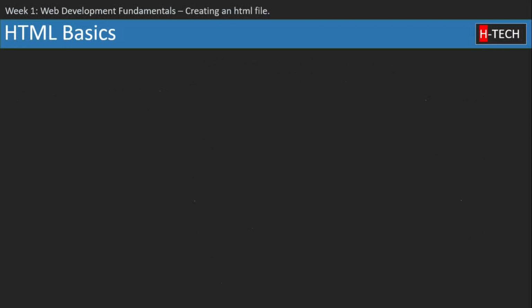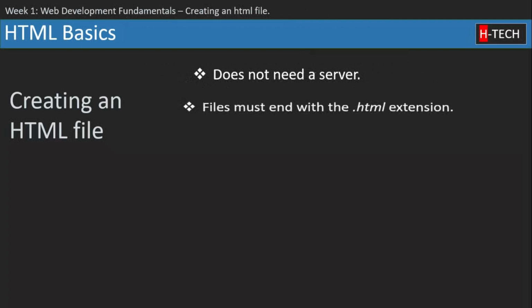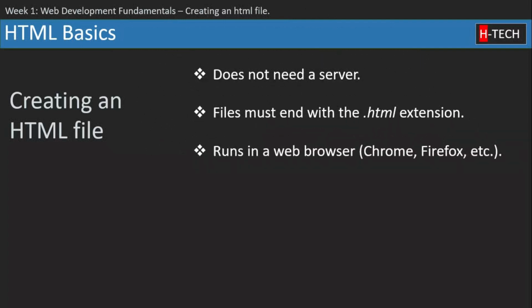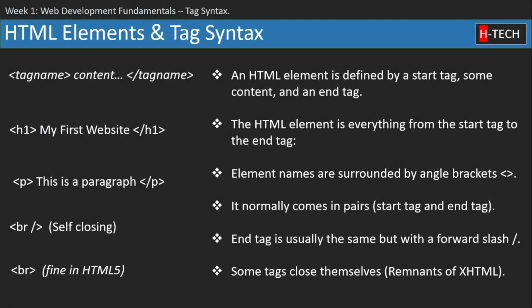Now we're going to look at how to create our first HTML file. When creating an HTML file, we actually do not need a server to do that, but our files must end with a .html extension. Now this file is going to run in a web browser, so for us to open this file to actually see what we've created, the markup, we will need a browser like Chrome or Firefox. And one thing we should know is that the index.html is always the root or the home page of the website by default.